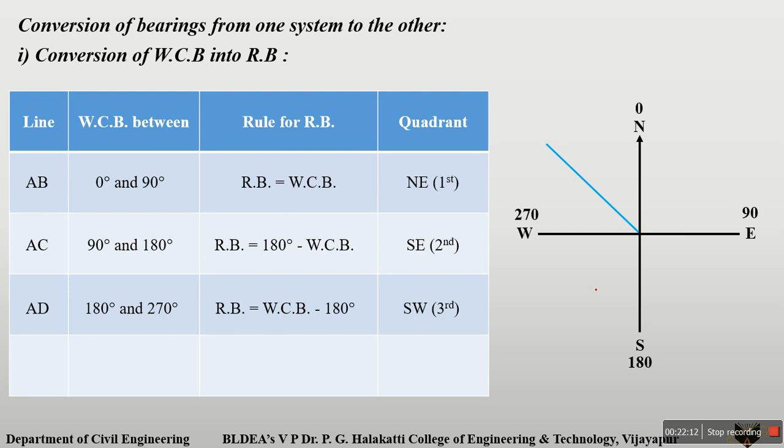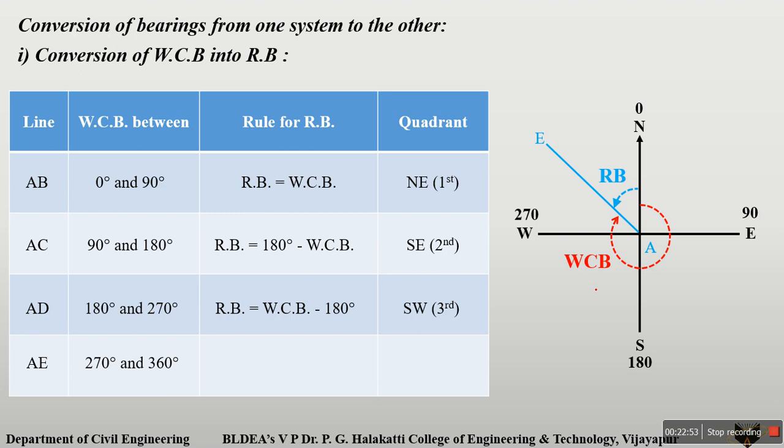Then last, the line is present in the fourth quadrant. Again, this line is AE. The measurement of the WCB is again from the north with respect to the line. This is our WCB. Whatever the WCB value is, it is between 270 degrees and 360 degrees. In this quadrant, the RB is measured from the north direction towards the west side. That is like this. This is our RB.